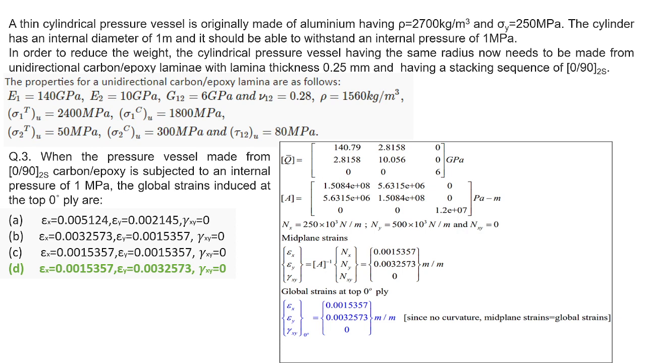Now here it is symmetric. That's why there will be no B matrix. Also there is no curvature in this composite, hence there will not be any D matrix either. So the only matrix that we have to consider here will be the A matrix. Now the formula of the A matrix we know. All we need is the thickness of each lamina and the reduced stiffness matrix of that lamina, and we have to multiply them and sum over all the laminas to find the A matrix of the whole laminate. So from that formula we can get the A matrix.